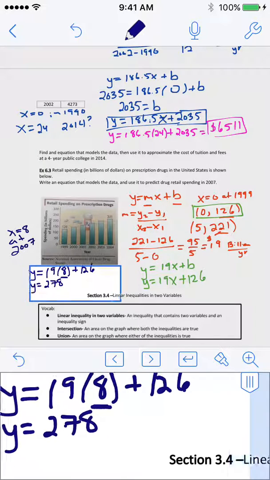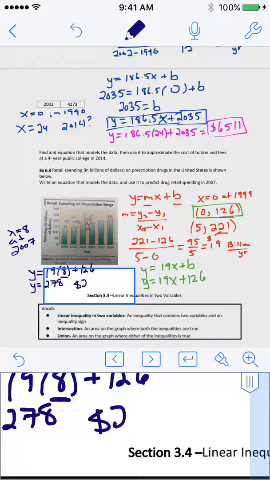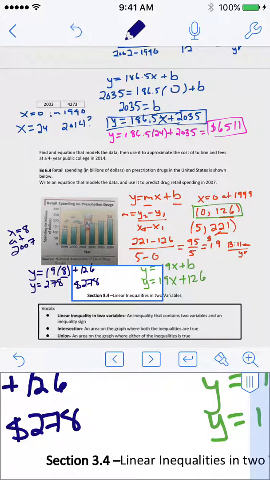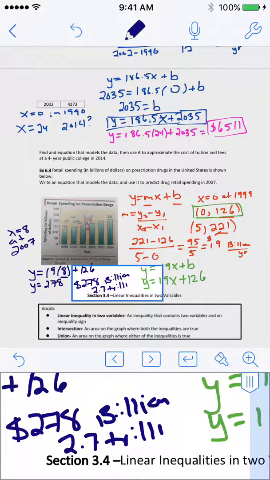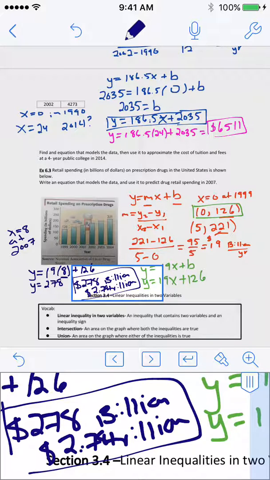And that's awesome. But what does that mean? That means y is equal to $278 billion, or 2.78 trillion. Either one would be acceptable. 2.78 trillion, and that would answer our question. Really, the second one is the only one that makes you sound like a smart person, but if you just remembered to tack on the billions, I probably wouldn't take you off for that one. But trillion is really the more accurate one.